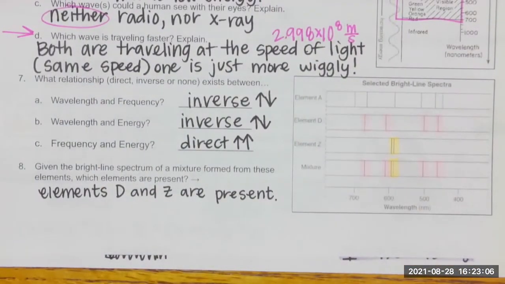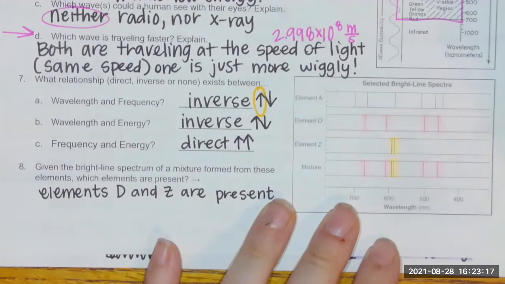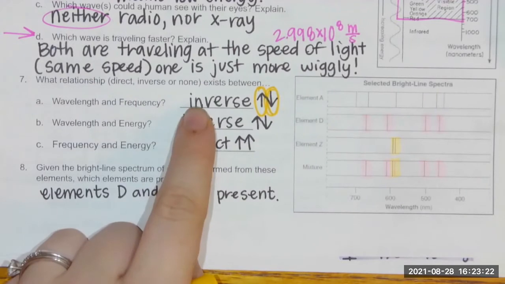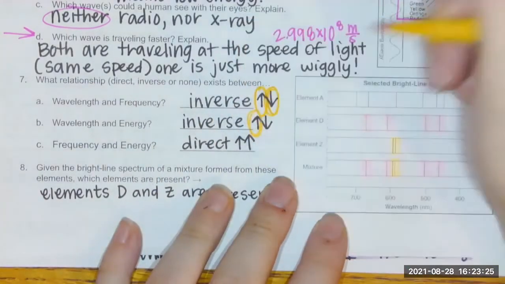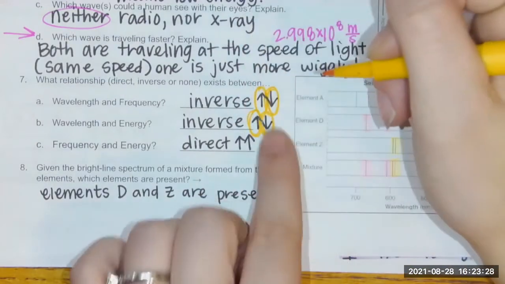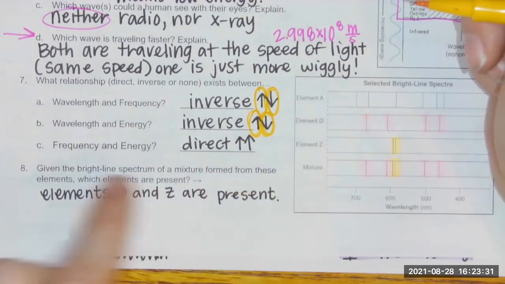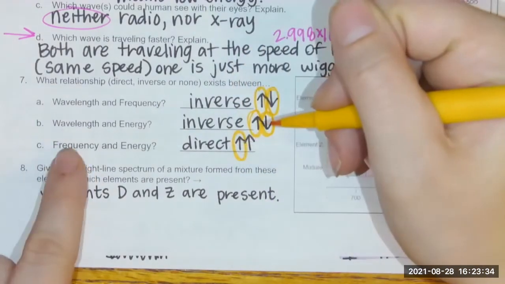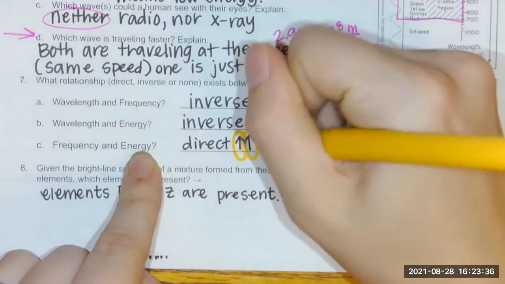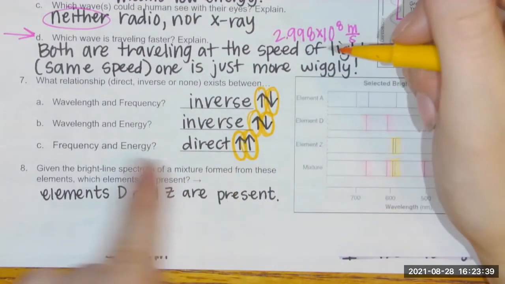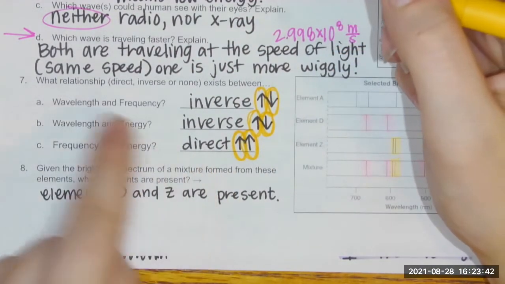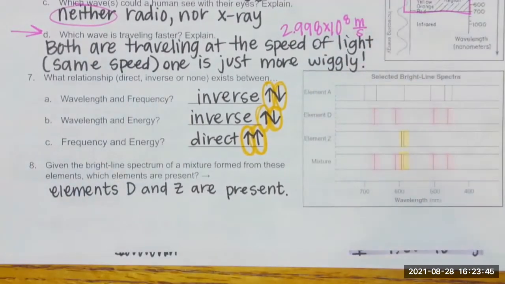Wavelength and frequency are inversely related. The longer that your wave is, the less frequently it's occurring. Let me say that one more time. The longer that your wave is, the less frequently it's occurring. So inverse. The longer the wave is, the less energy you have. The higher frequency you have, the higher energy you have. So frequency and energy are direct, while these other ones here are inverse.